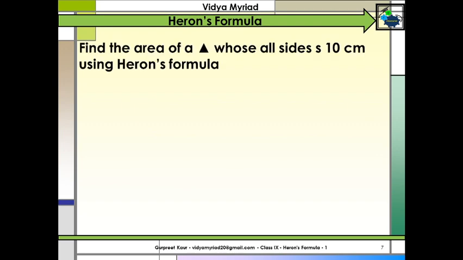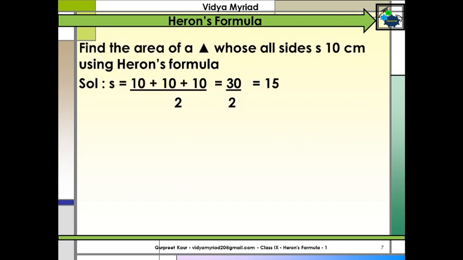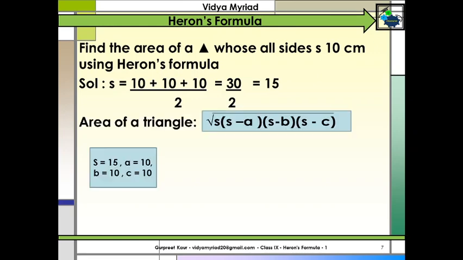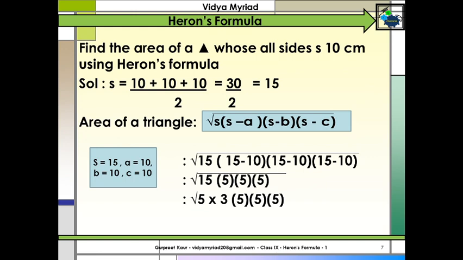Let's do it with the help of an example. I have taken the same question where all sides are 10 centimeters. So you know A, B and C all are 10. Sum of all the sides, divided by 2, I get 15. Find the formula S minus A, S minus B, S minus C under root, and for your convenience I have written what my S is, and what my A, B and C are. Just put these values into the formula, find the square root at the end, you get again 25 under root 3 centimeters square.